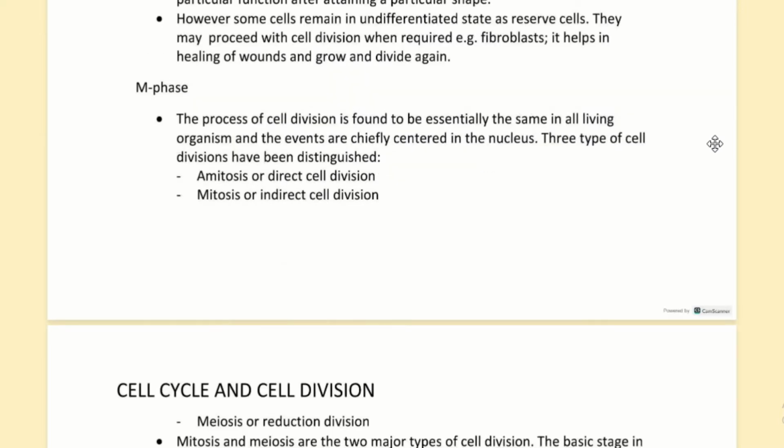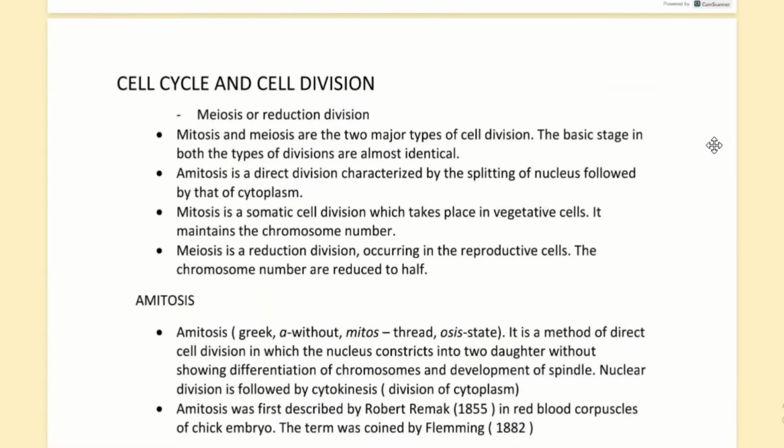M phase, mitotic phase. The process of cell division is found to be essentially the same in all living organisms and events are chiefly centered in the nucleus. Three types of cell division have been distinguished: amitosis or a direct cell division, mitosis, indirect cell division, and meiosis, a reduction division. Mitosis and meiosis are the two major types of cell division. The basic stages in both types of division are almost identical. Amitosis is a different division characterized by splitting of nucleus followed by the cytoplasm.